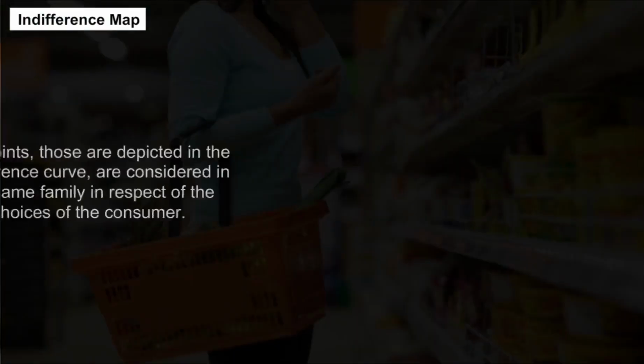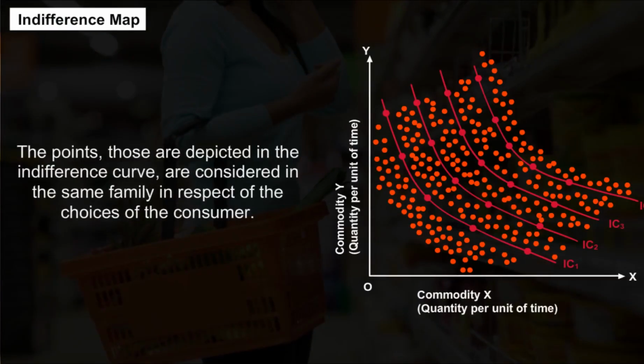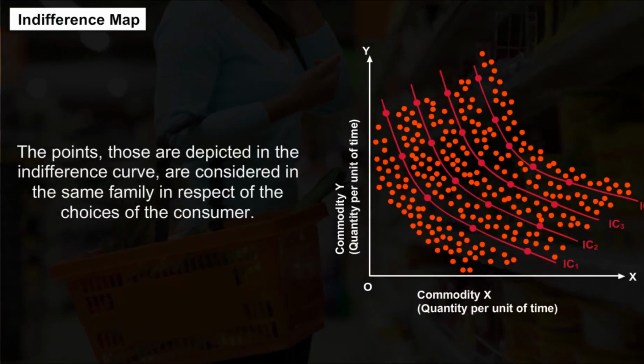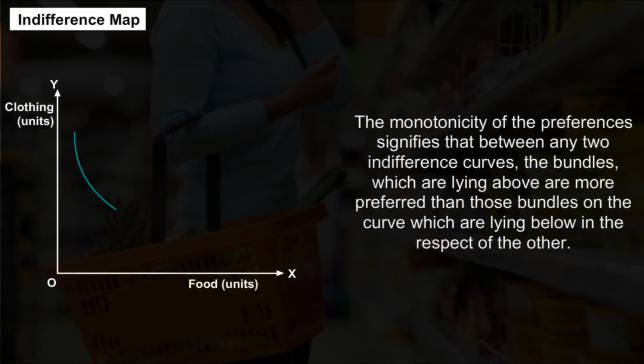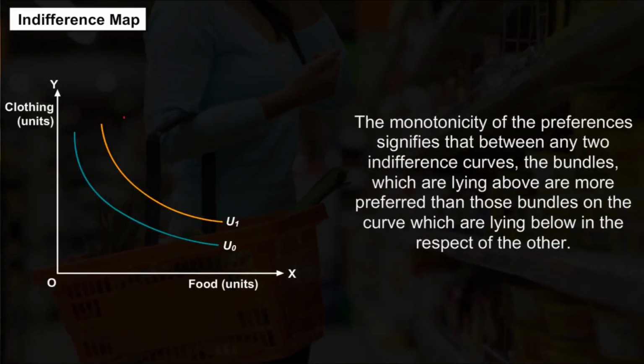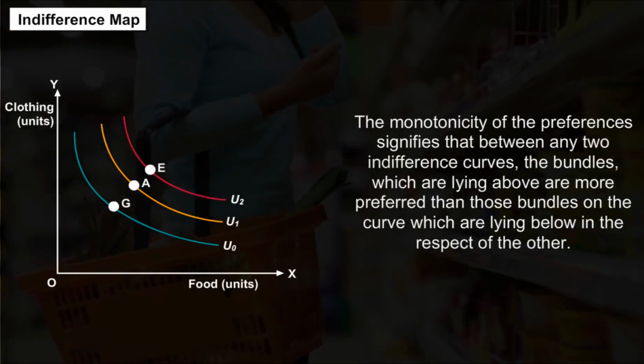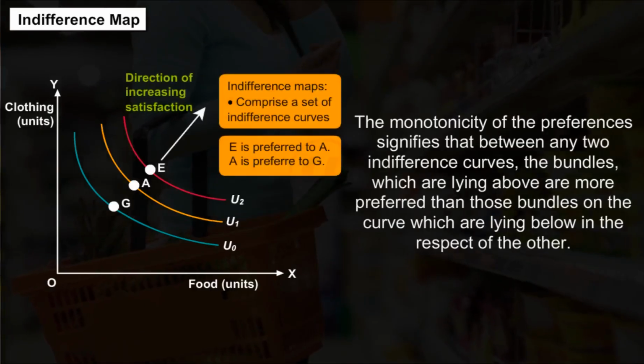Indifference map. The points that are depicted on the indifference curve are considered to be in the same family in respect of the choices of the consumer. The monotonicity of the preferences signifies that between any two indifference curves, the bundles lying above are more preferred than those bundles lying on the curve below.